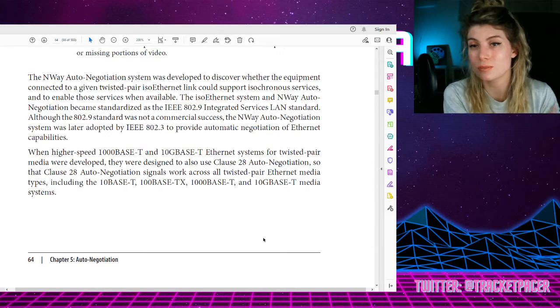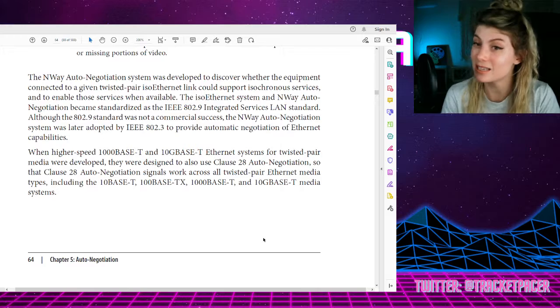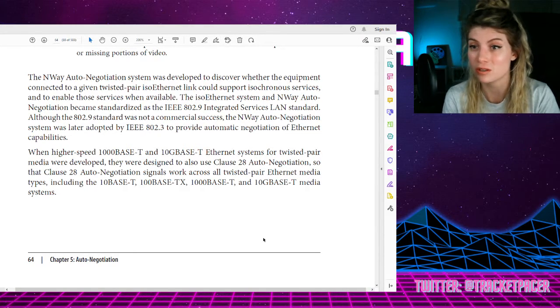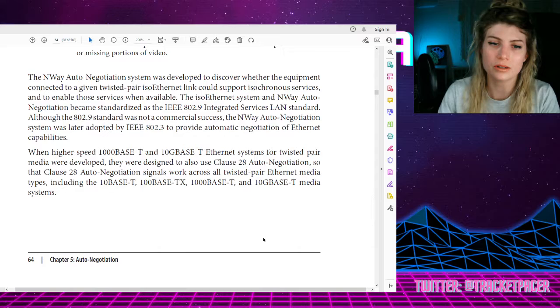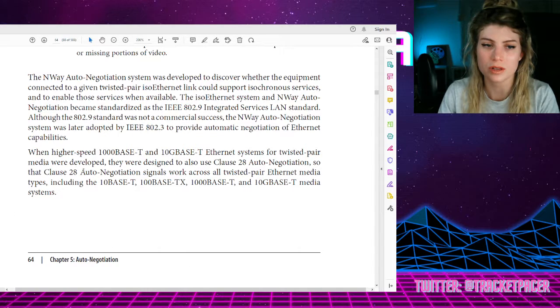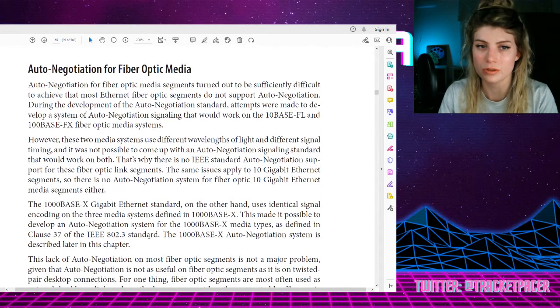I'm pretty sure that if this book were revised for 2022 instead of like 2006, which I think is this version, I have the latest version of this book, second edition, and it's from like 2006, so yikes. Okay, yeah, so basically all these faster ones were designed to work with auto negotiation, because why wouldn't you use it, right?